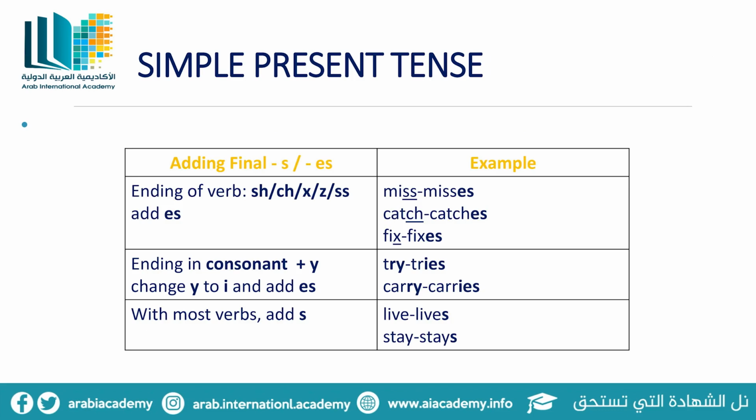For the simple present tense, now when do we add s or es to the verb? If the verb ends in sh, ch, x, z, or double s, we add es to the verb. Here we have an example. Miss. This verb ends with double s. So when the verb ends with double s, we add es to the verb.